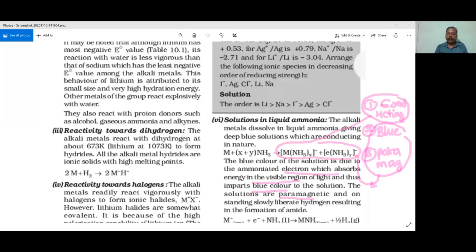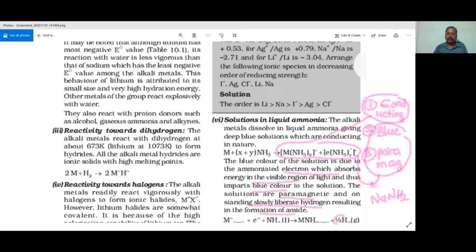Now next, very important. Suppose on standing slowly, they liberate hydrogen and form the amide. What will it form? An amide like NaNH2. It is called sodamide. Soda means Na, amide means NH2 negative.